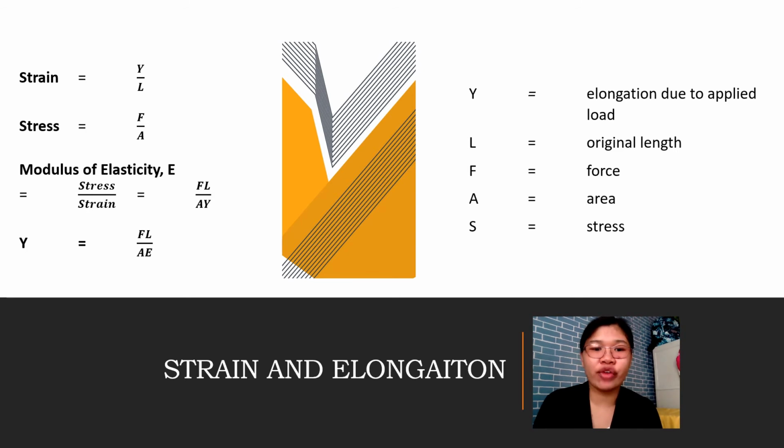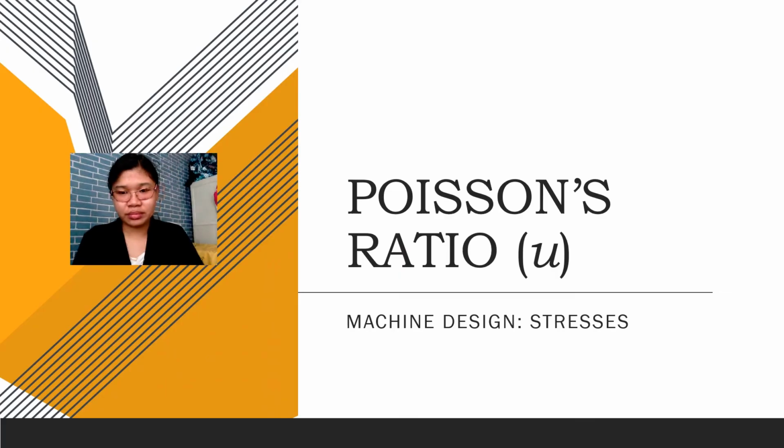Meaning if stress is force over area and strain is Y or elongation due to applied load over original length, our modulus of elasticity is equal to FL over AY. Or in short, our elongation is equal to FL over AE. As I pronounce this, flay. Flay. FL over AE. Flay. Iba, fla eh. Oh, it's up to you. Basta matandaan nyo.